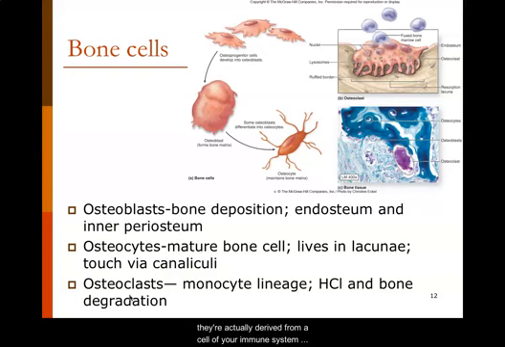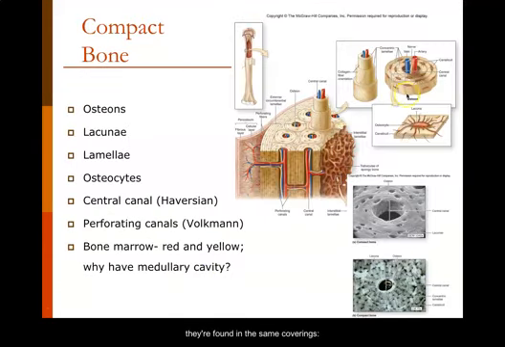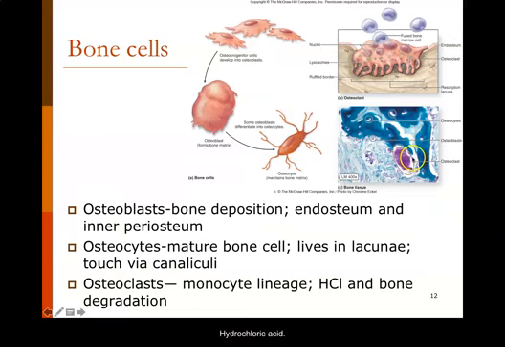They're actually derived from a cell of your immune system called a monocyte. The osteoclasts, these guys live in endosteum and periosteum as well. So they're found in the same coverings, the dense irregular connective tissue. But their job is to digest bone. When they digest bone using hydrochloric acid, they're going to be able to break up the matrix. So this is an osteoclast, this big purple cell, and it's actually digesting the matrix by secreting hydrochloric acid. When it digests the matrix, it allows bone to release calcium and release phosphates into the bloodstream, into circulation.